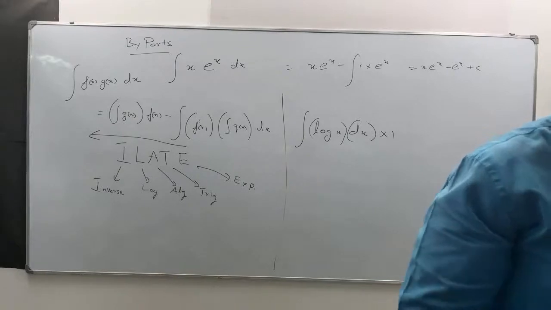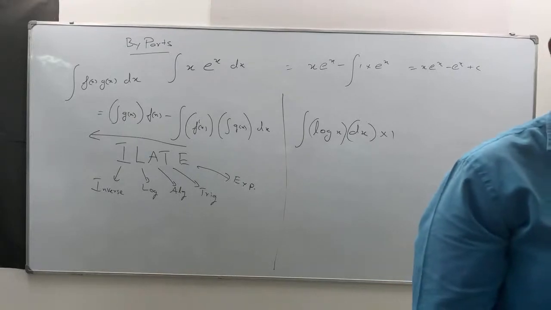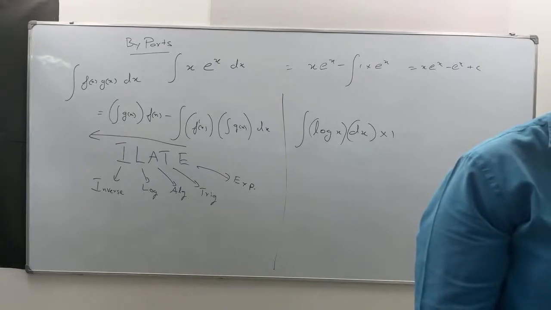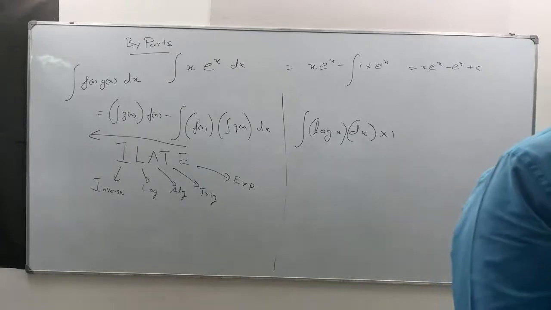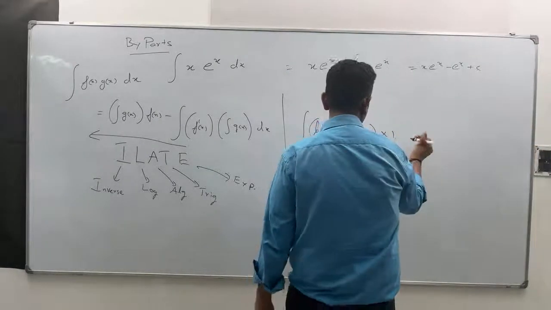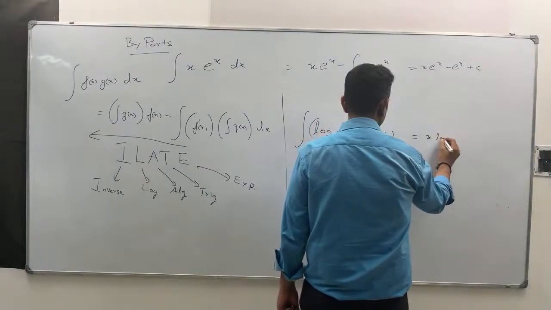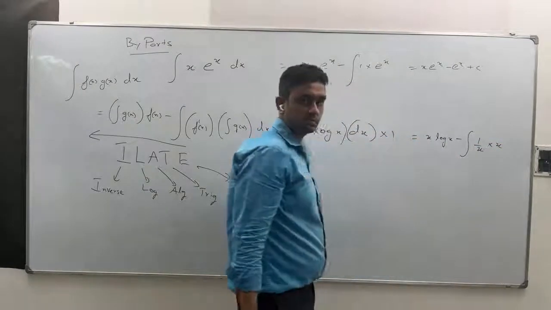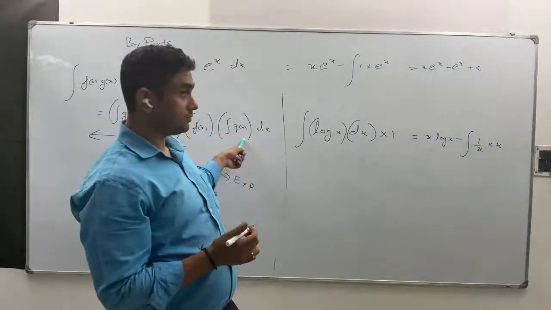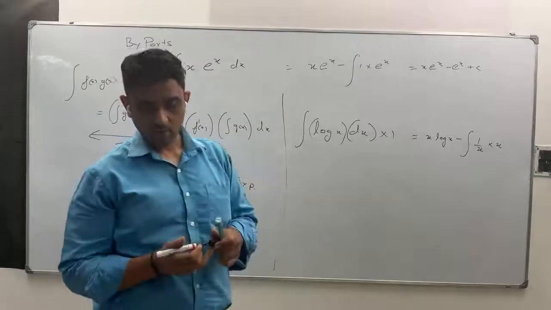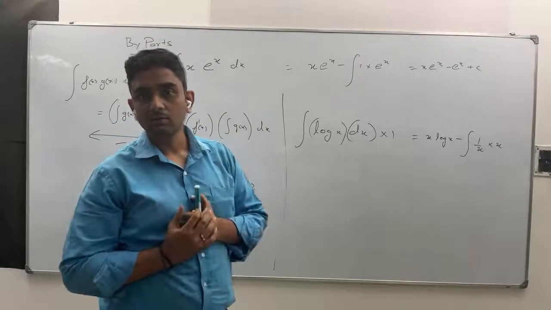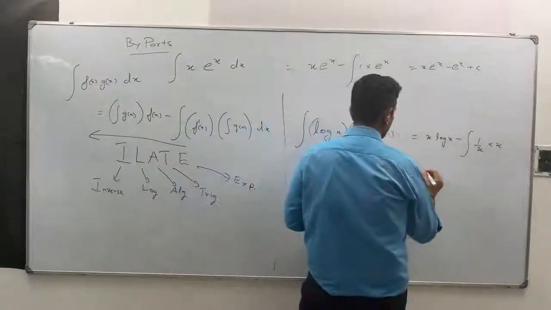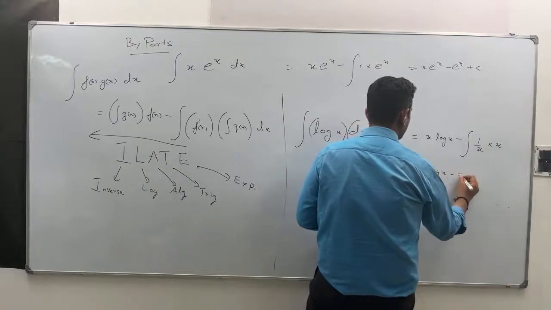Okay. Now which one are you integrating? Integrating g, which is 1. What is the integral of 1? x. What is the derivative of log x? 1 by x. So what will happen when I use by parts? We'll integrate 1, x, into log x as it is, then minus integral of 1 by x into x. Now what is 1 by x into x? 1. What is the integral of 1? So what will this be? x log x minus x plus c.